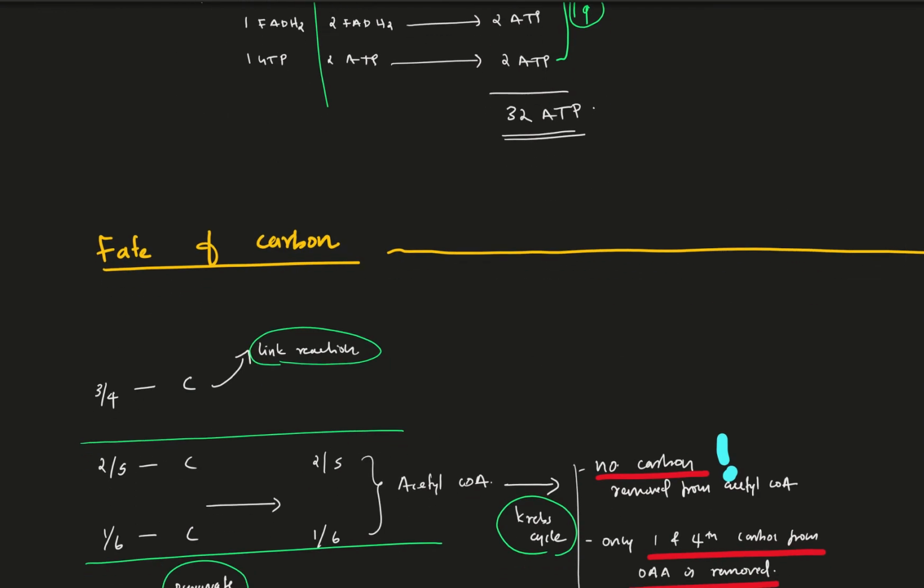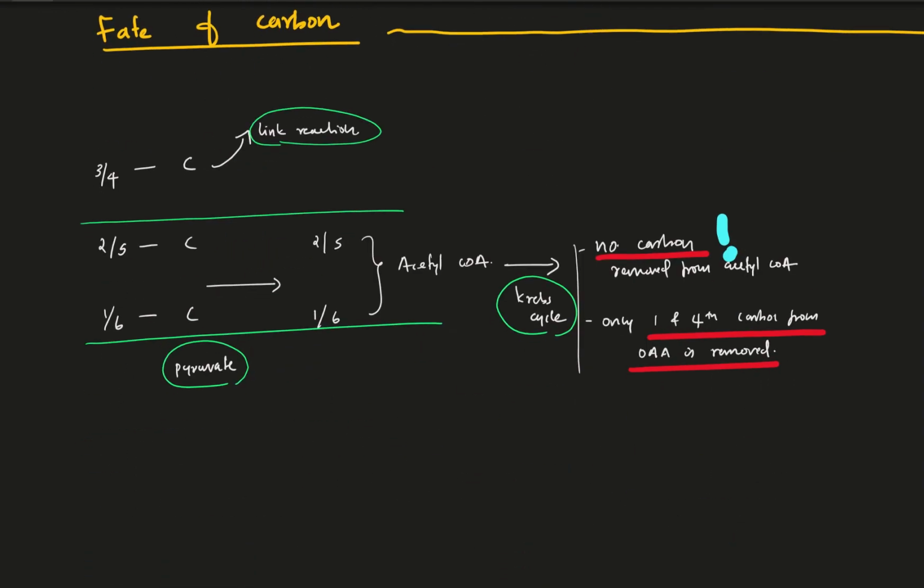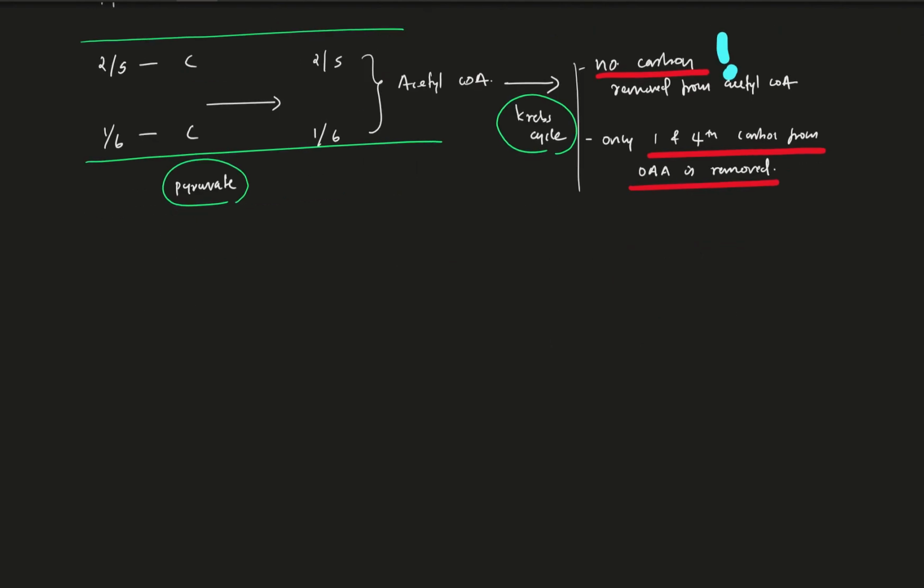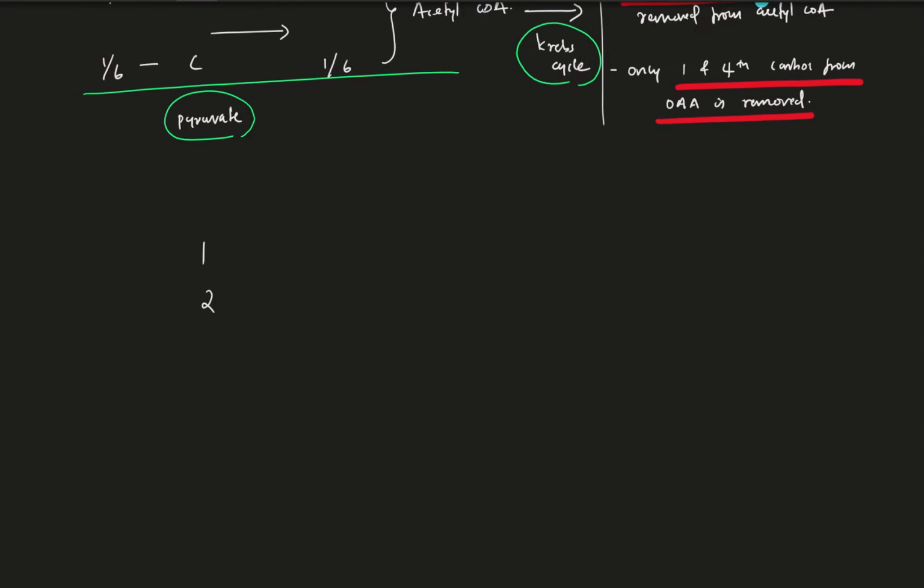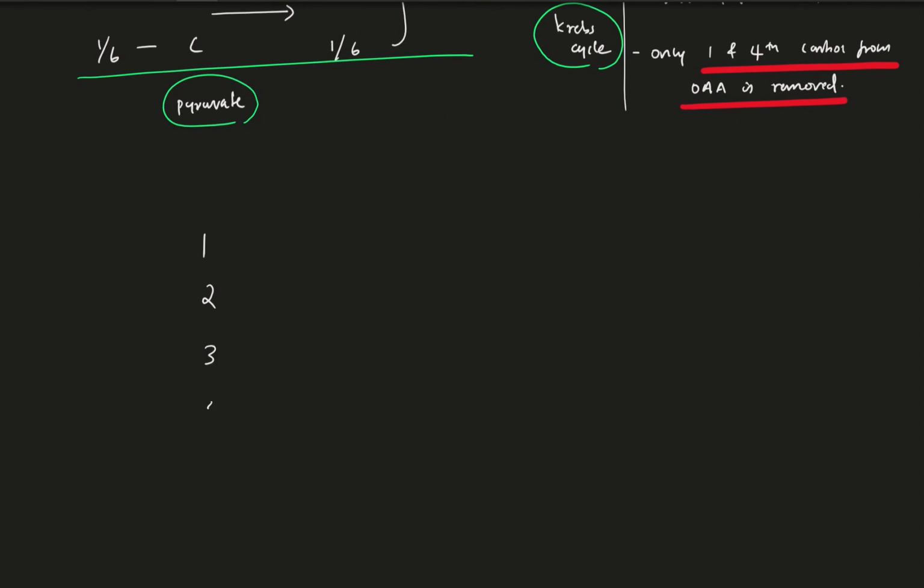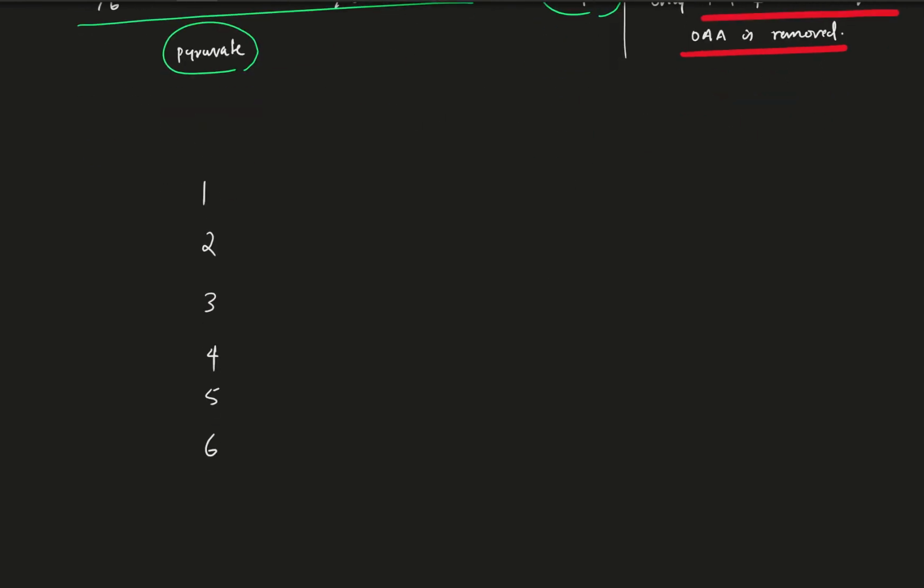Then the next thing is the fate of carbon. This is actually simple, which we have already discussed in earlier sessions. The fate of carbon simply means how we track the carbons from glucose becoming pyruvate through the link reaction. In glucose there are 6 carbons, so let's write 1 2 3 4 5 and 6. The first carbon and 6th carbon are there, then the second and 5th, and the third and 4th carbon. These are the carbons which are present.